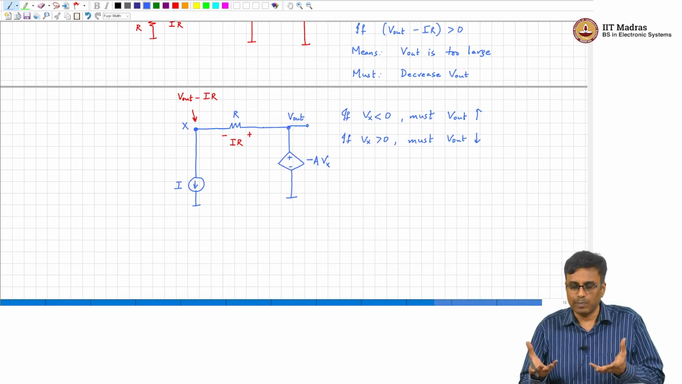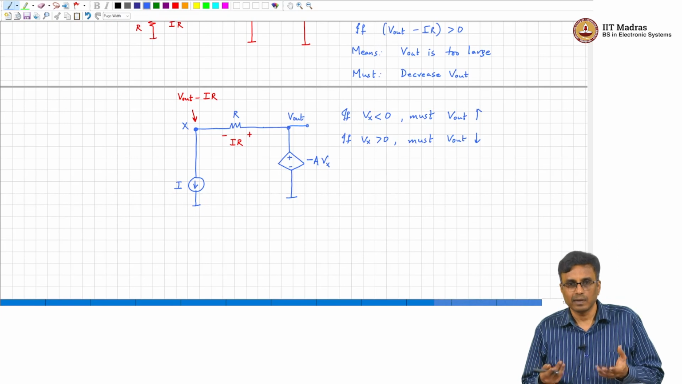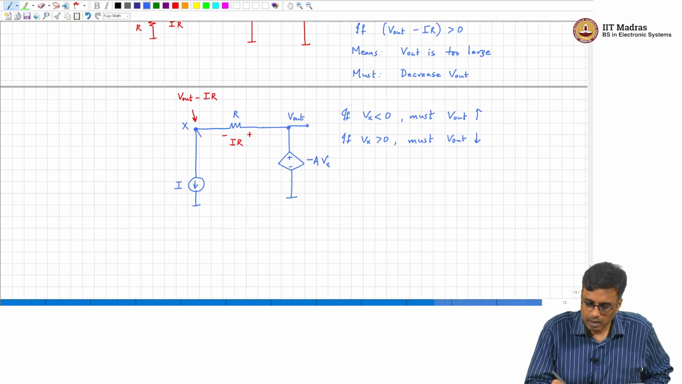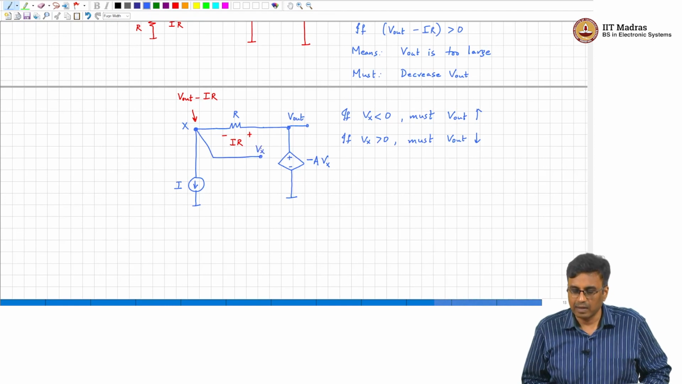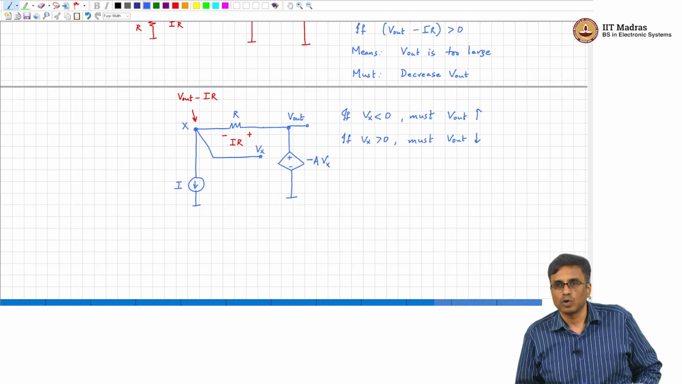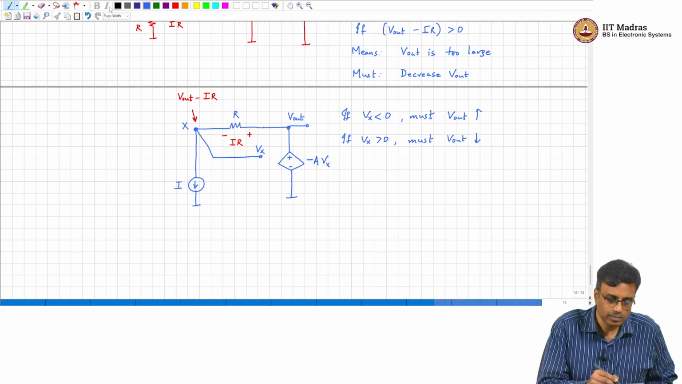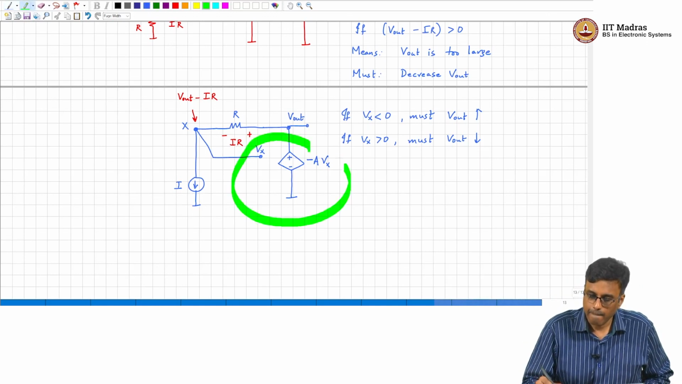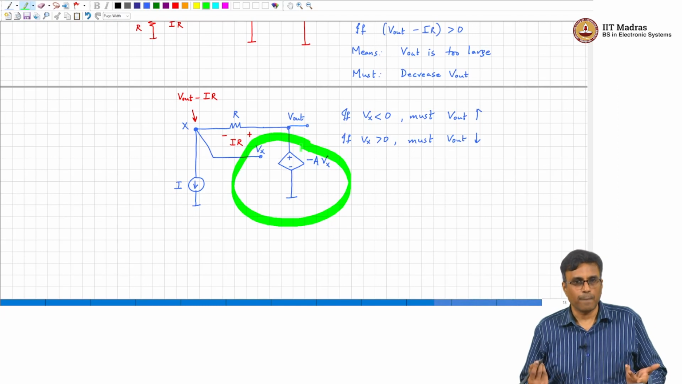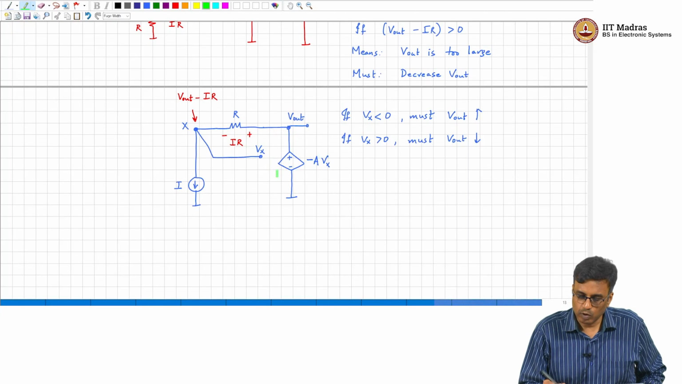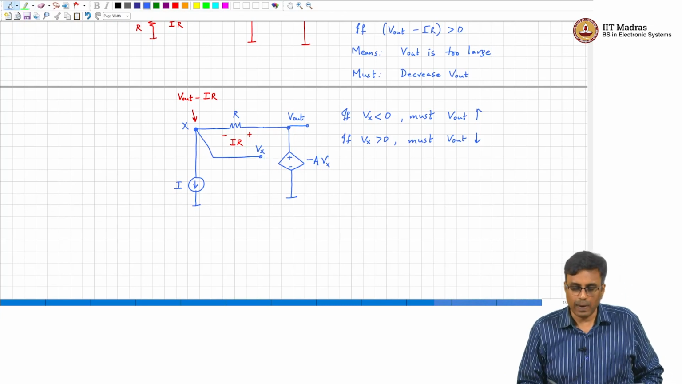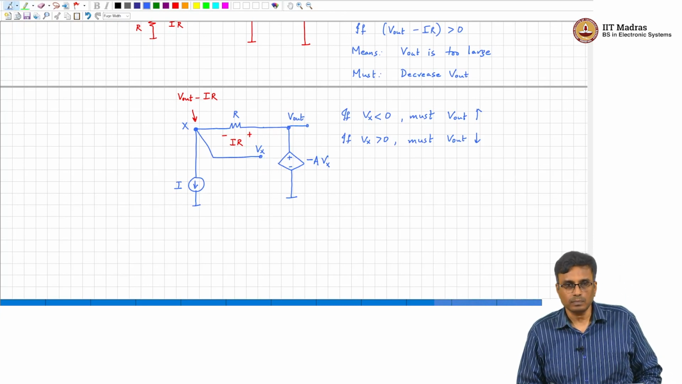So, what is that block? We have already seen what that block is. Yeah, that is V x, and that is minus A times V x. So, what is this contraption? It is an op amp. So, basically which are the inputs to the op amp? V x and ground, because we are comparing V x with 0.